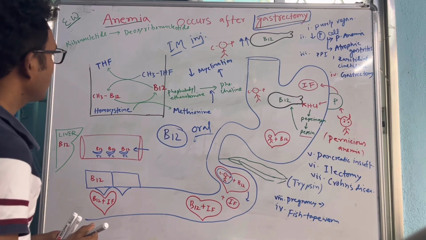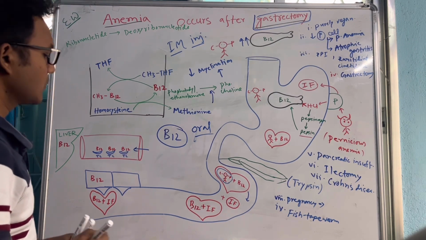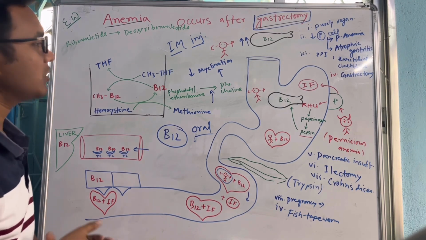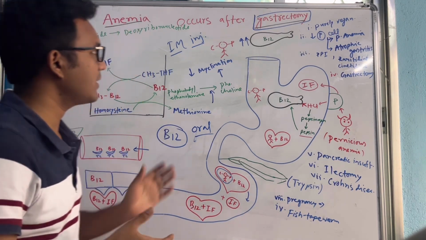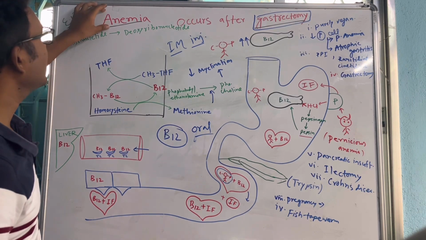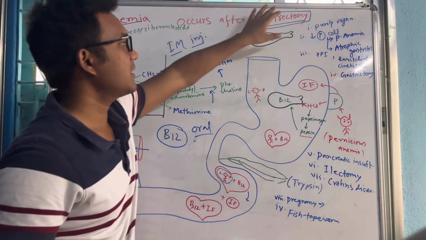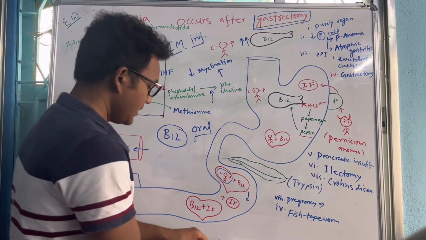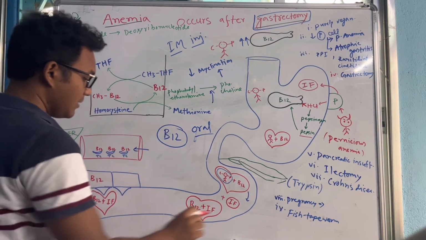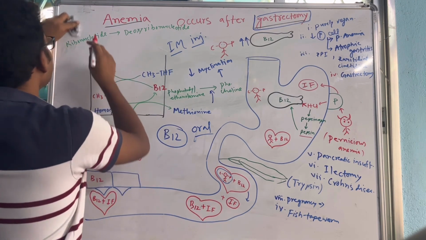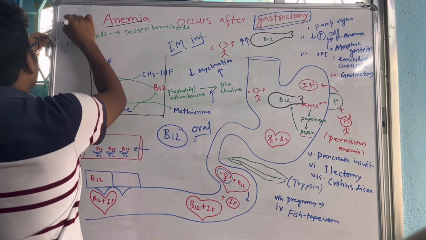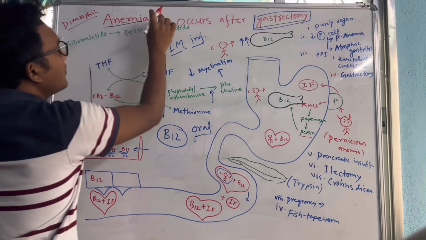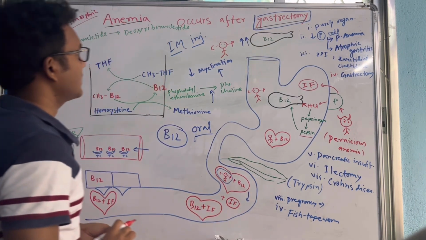And so we have discussed all the basics of B12, pernicious anemia, megaloblastic anemia. Now we can easily explain why anemia occurs after gastrectomy. Now come to another explain question. If it is asked, why dimorphic anemia occurs after gastrectomy.